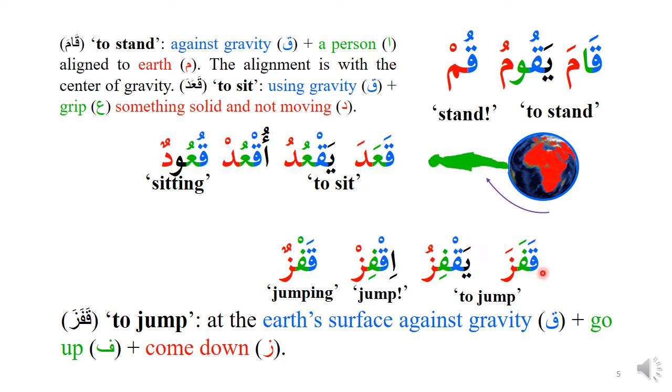Now qafaza means to jump and here you see Qof due to gravity, and Fa is, the dot is up, so it means going up, right? Like rafa'a, to raise, and Za means to come down, like in nazala, to come down. So it's saying that due to gravity, the earth's surface, you first jump up, then you come down. So that's jumping. Jumping means first you are at the surface with Qof, that's planet earth, two persons in contact, and then Fa is going up and Za is coming down. So it describes the whole act of jumping.